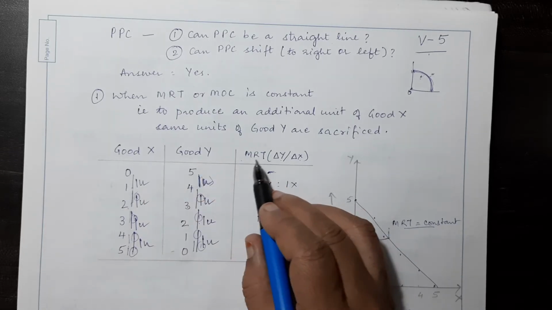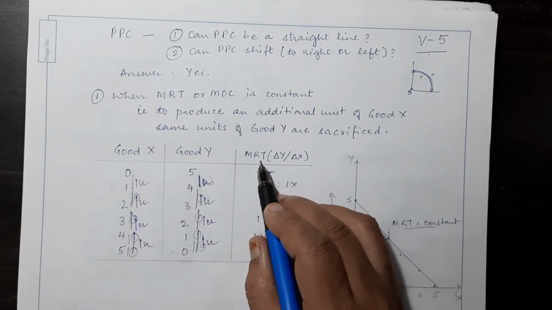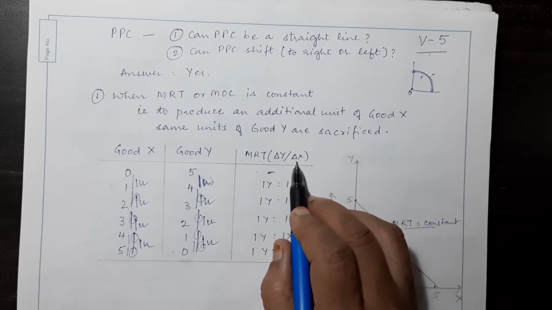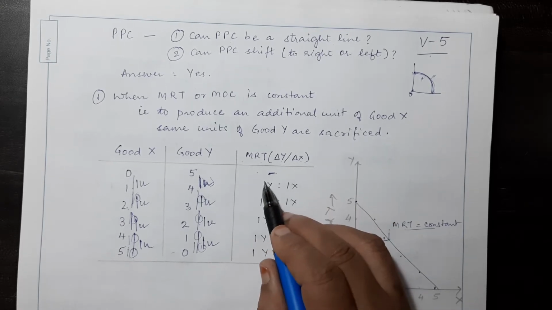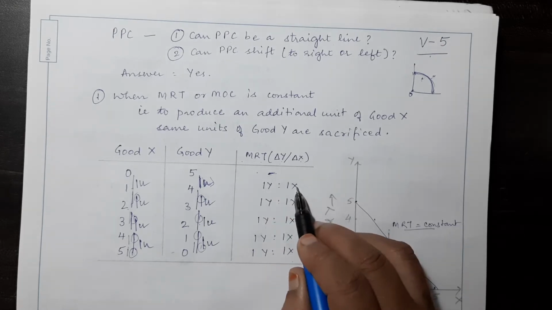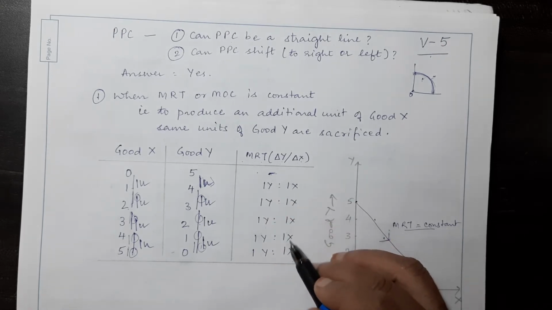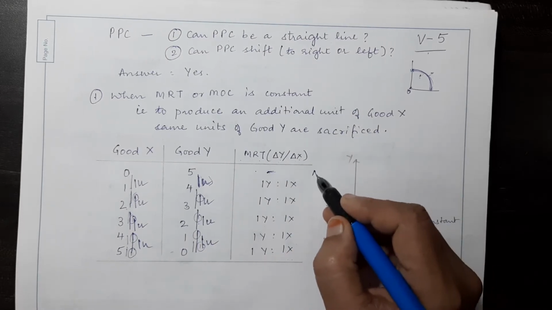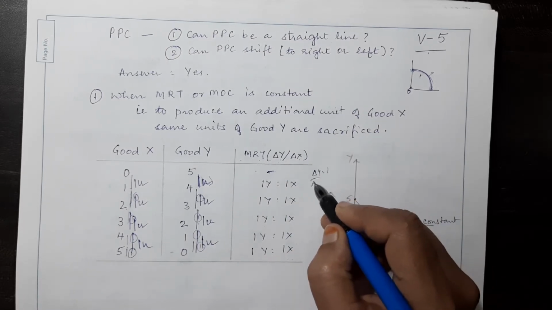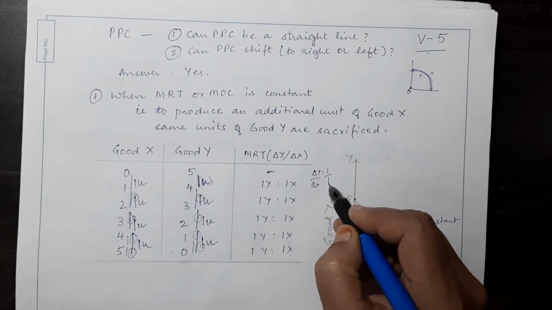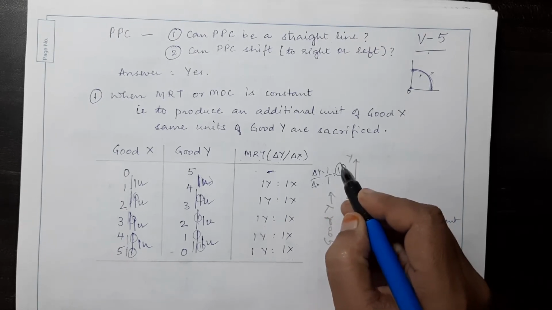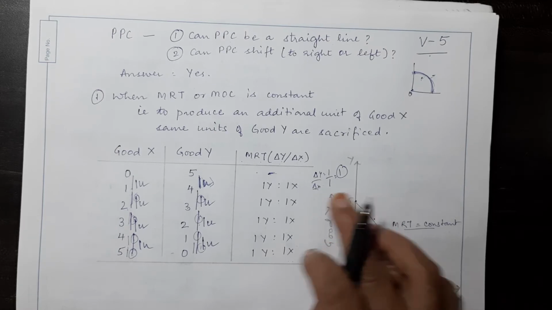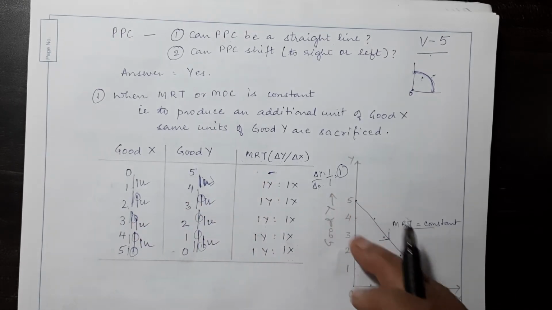So the marginal rate of transformation, or MOC, can be calculated with the formula that we learnt, delta Y by delta X. So how much are we foregoing? One unit of Y to produce one unit of X at every stage. So what is delta Y by delta X? Delta Y is equal to 1 and delta X is equal to 1. So this will be equal to 1. So when it is constant, then the graph will be a straight line.